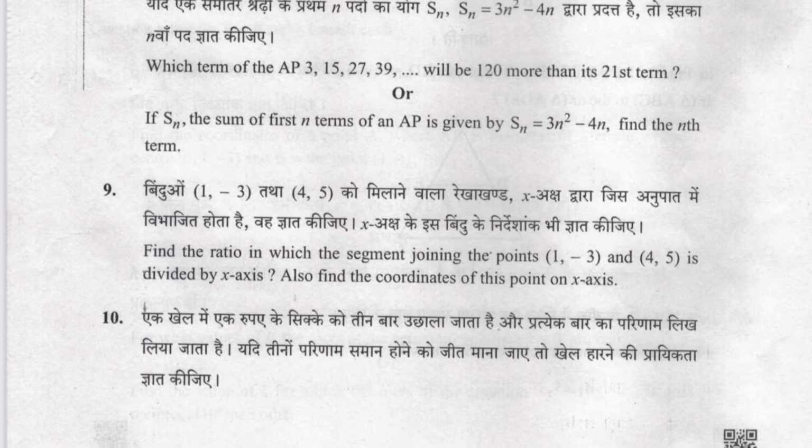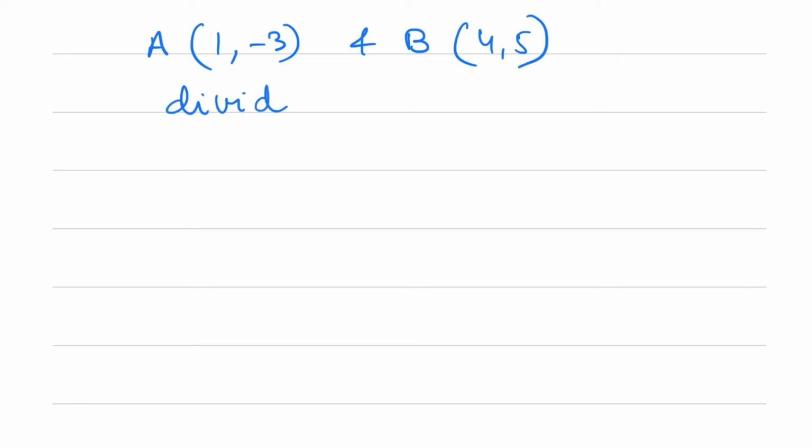9th question. In this we have to find the ratio in which the segment joining the points 1, minus 3 and 4, 5 is divided by the x-axis, and also we need to find the coordinates of this point on the x-axis. In this question we are given 2 points. Let that be A, whose coordinates are 1 and minus 3, and B, whose coordinates are 4 and 5. Now this is divided by the x-axis.